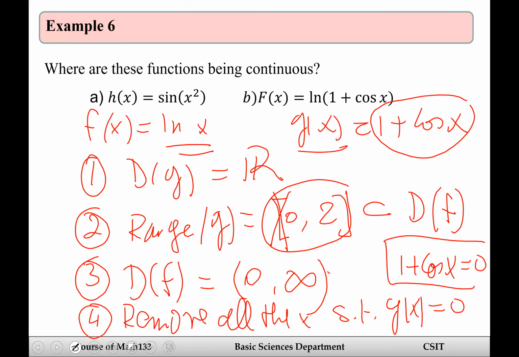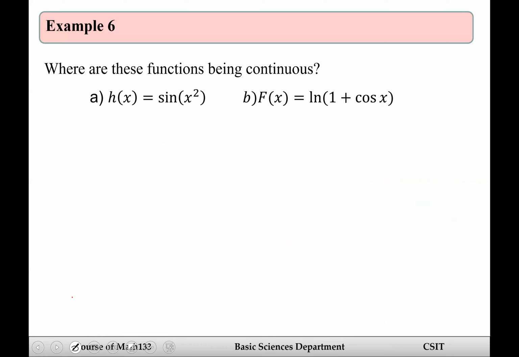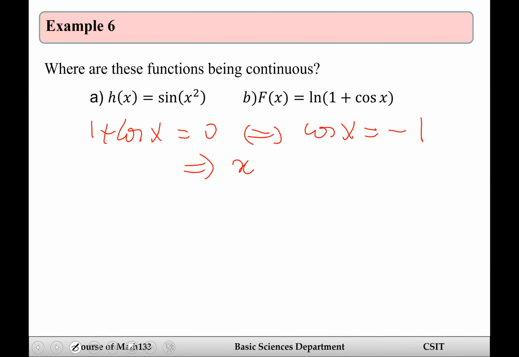Remember what we have here. Then I will find the domain of definition. So 1 plus cosine x equal to 0. That means cosine x is equal to -1. And when cosine is equal to -1, it's at the angle pi plus 2k pi. So this gives that x is equal to pi plus 2k pi. All these points satisfy 1 plus cosine equal to 0.